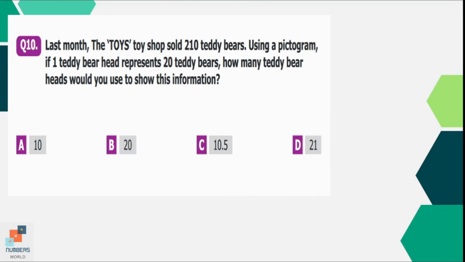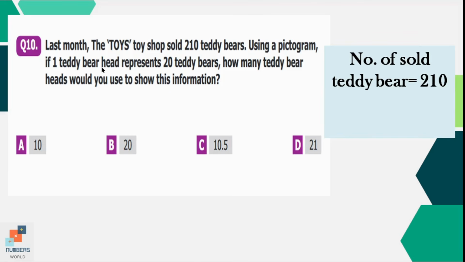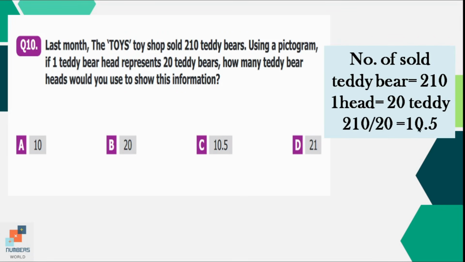Question number 10. Last month the toy shop sold 210 teddy bears using a pictogram. If one teddy bear head represents 20 teddy bears, how many teddy bear heads would you use to show this information? So the total number of sold teddy bears is equal to 210 and one teddy bear head is representing 20 teddy bears. So we will divide 210 by 20, that is equal to 10.5. It means that 10 whole and half teddy bear head will represent 210 teddy bears. So option C is the correct option here.